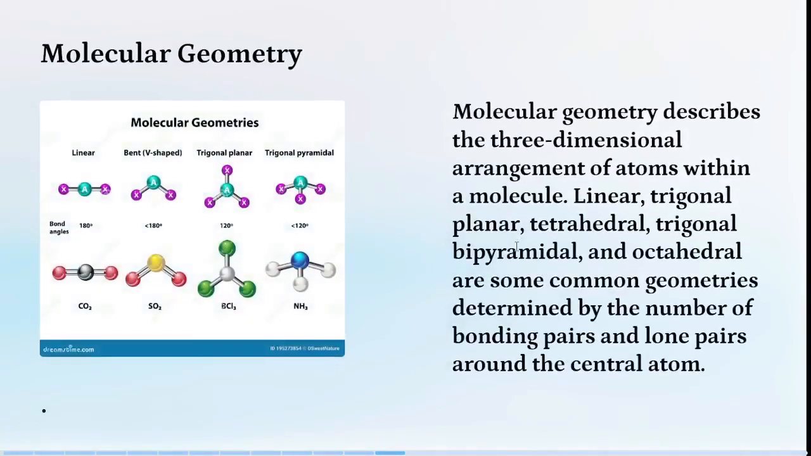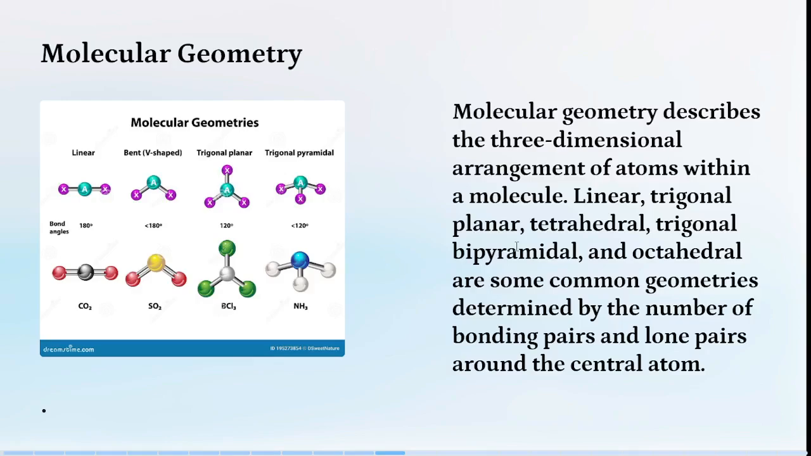So molecular geometry. When you talk about molecular geometry, we're talking about the three-dimensional arrangement of atoms within a molecule. And we have shapes like linear, trigonal planar, tetrahedral, trigonal bipyramidal, octahedral, and so on. There are many different forms of molecular geometry. Depending on the number of atoms, we would have different geometries, and depending also on the number of lone pairs of electrons, we would also have different geometry. This will be discussed in more detail when we go into molecular geometry and bonding, a topic later on in this series.